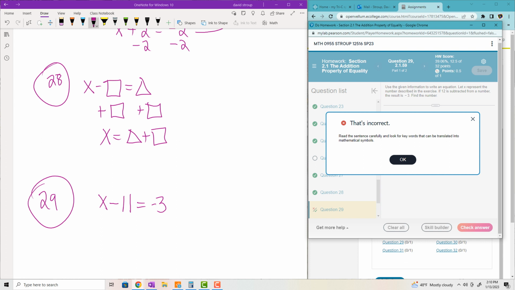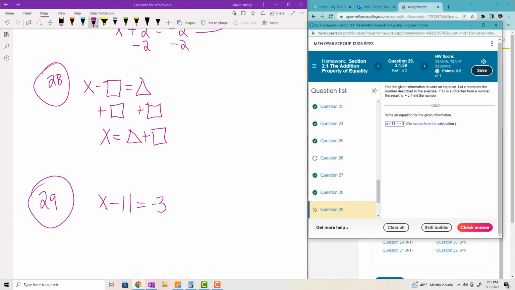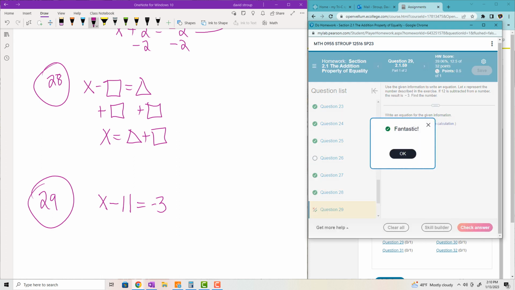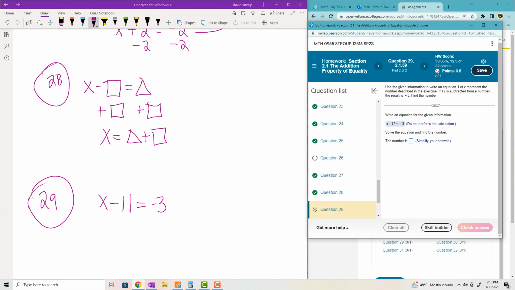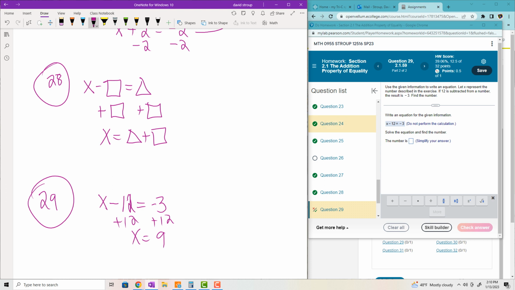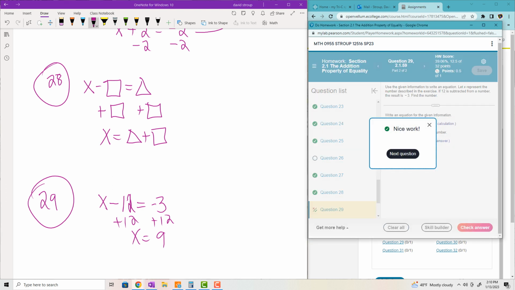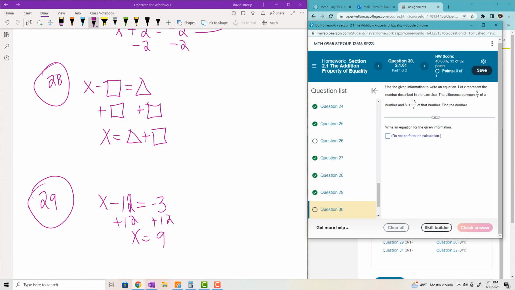Anyways, I screwed up. The problem is x minus 11, write an equation. Oh, it's 12. Sorry, I don't know what must have changed. Sorry about that. And then they want you to solve it. So this is x minus 12, not 11. And then add 12 to both sides. So x will be 9. And we'll plug that in there. Check your answer. Yay. Okay.